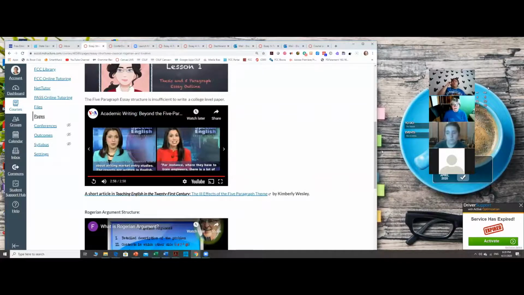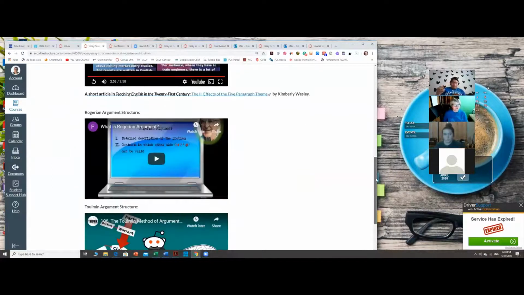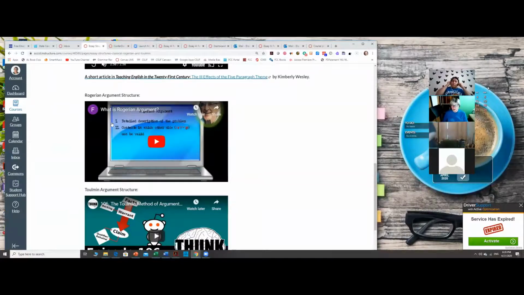But we do have other structures. The other one is the Rogerian argument. So I'm going to play this one, and it's an option. You can do this for essay 3, you can do this for essay 4, but if you're more comfortable with doing your reason, the counter argument, and then your rebuttal, I'm fine with that, okay?